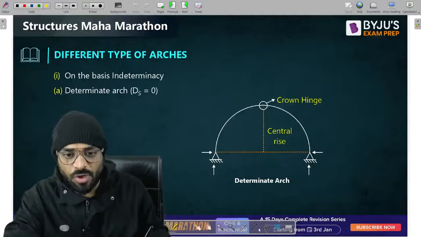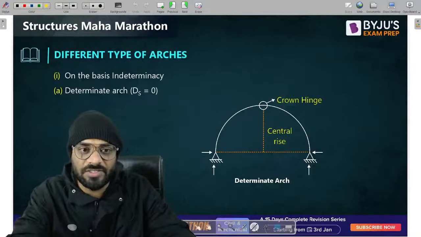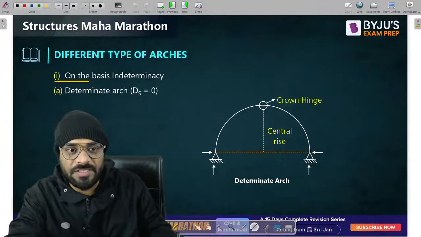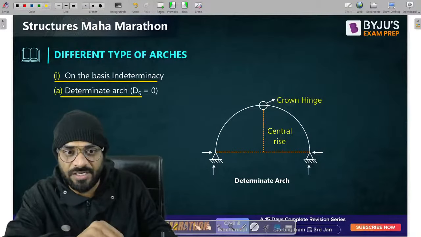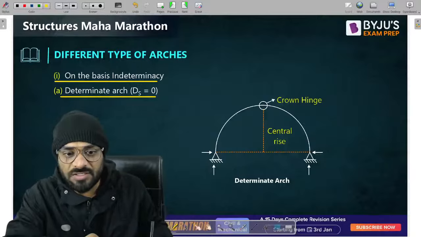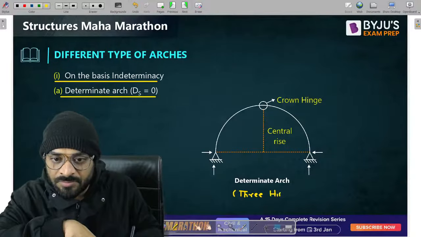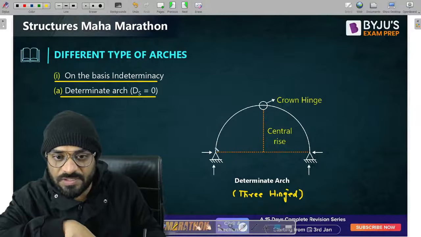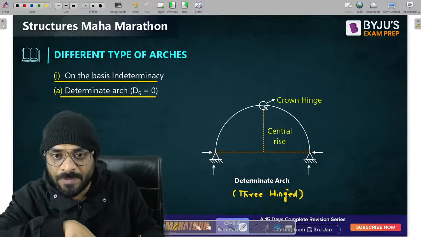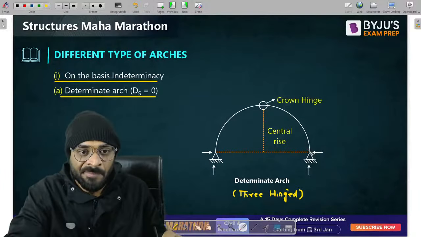Now, if you talk about the classification of arches, there are basically two types on the basis of indeterminacy. One is the determinate arch. You know what determinate is. If you have a three-hinge arch, then it is a determinate arch. As you can see here, guys, one hinge is placed over here, a second hinge, and a third hinge. So it is a three-hinge arch.